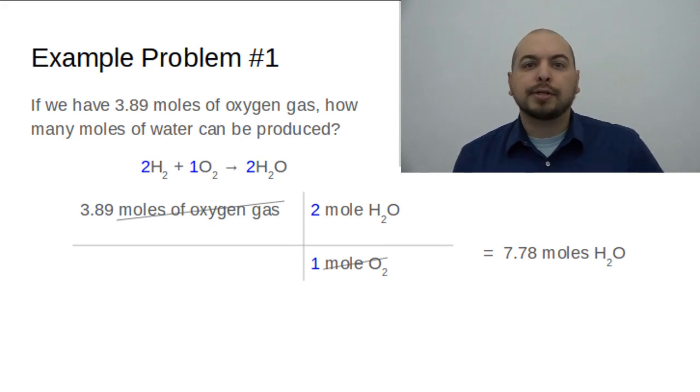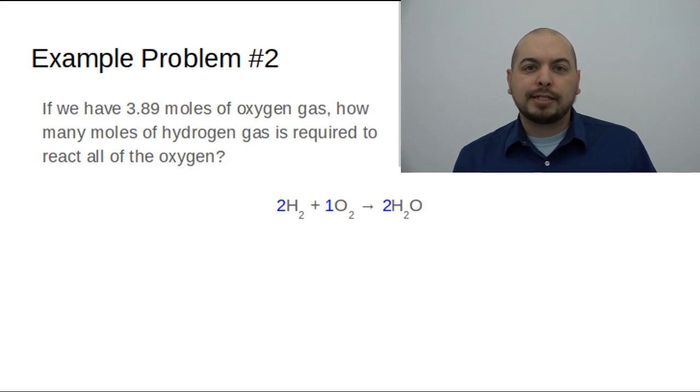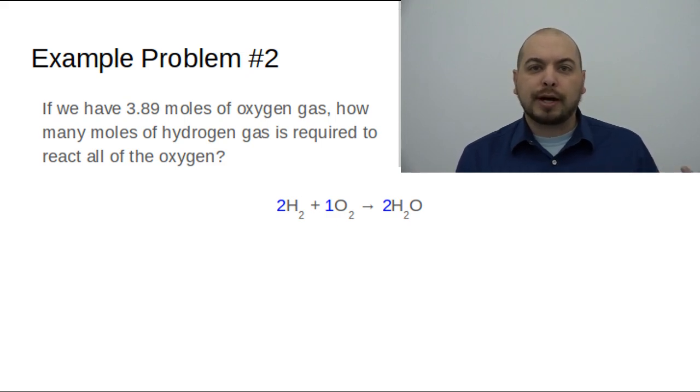Now let's take a look at another example. In the second example here, we're dealing with the exact same balanced chemical reaction, but now instead of finding how much product can be produced, we need to figure out how much reactant is necessary to fully react with our 3.89 moles of oxygen gas. We need to figure out how many moles of hydrogen gas would be needed.